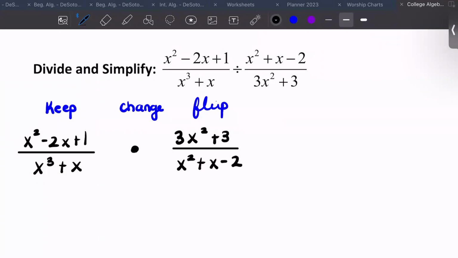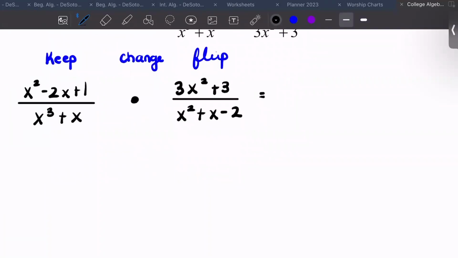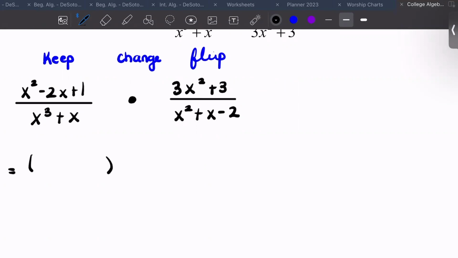Keep, change, flip. So after we keep, change, and flip, well, now we just have a multiplication problem, okay? And that's what we just did. So we're just going to do what we did in the last problem. We're going to factor each numerator and each denominator and then simplify, okay? Then cross out. So let's do the first numerator, and I'll do it like this, okay? We would label that an easy trinomial, okay?